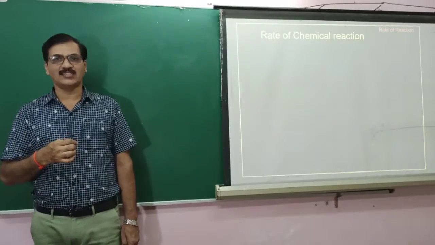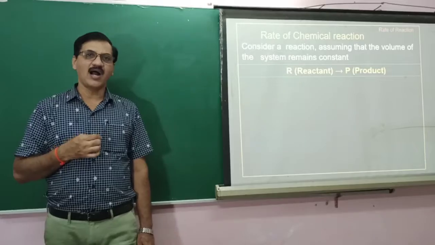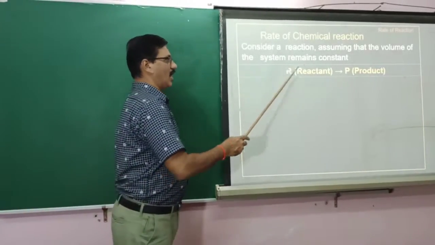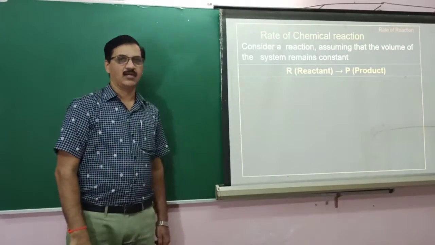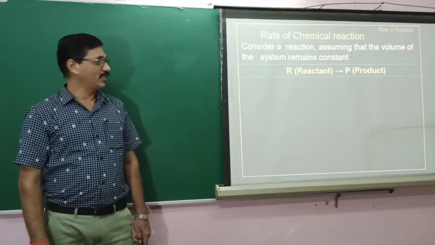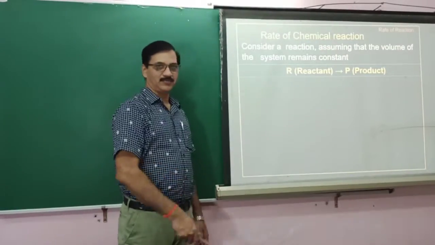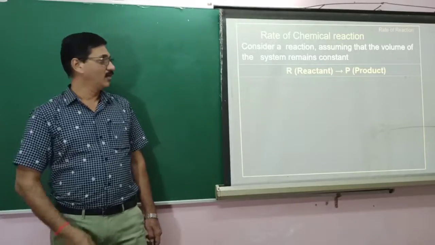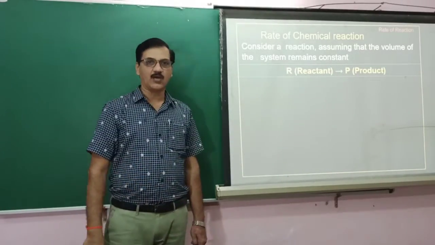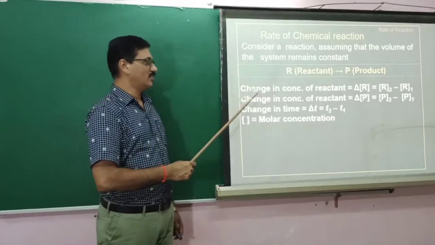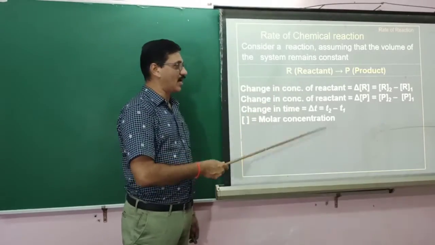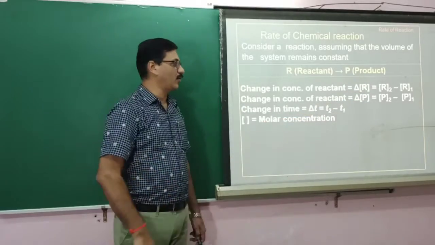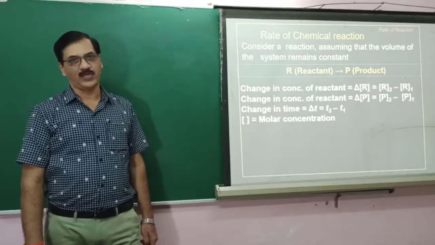Now in particular, let us take an arbitrary reaction, R giving rise to product P. Now what is the change in concentration of R? At the time T0, before starting the reaction, let the R concentration be R1, and the concentration of R after the time T is R2. Then the change in concentration is denoted as delta R. This is equal to R2 minus R1.